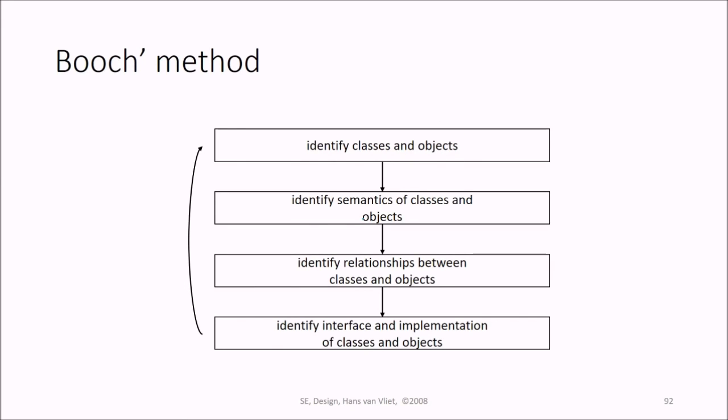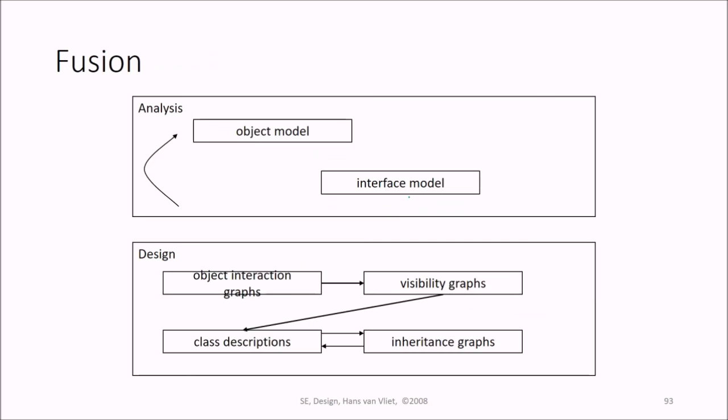First we talk about the Booch method. In this we identify classes and objects. Then we identify the semantics of classes and objects. We identify the relationships between classes and objects. And we identify the interface and implementation of classes and objects. In Fusion, we do analysis and then design. In analysis, we have the object model and the interface model. Then design has object interaction graphs, visibility graphs, class descriptions and inheritance graphs.